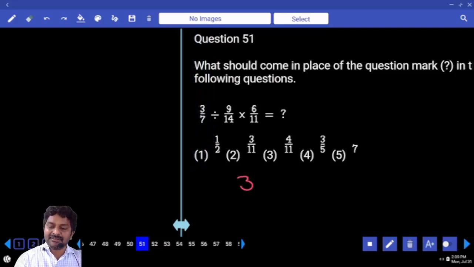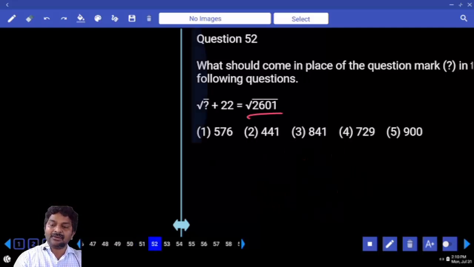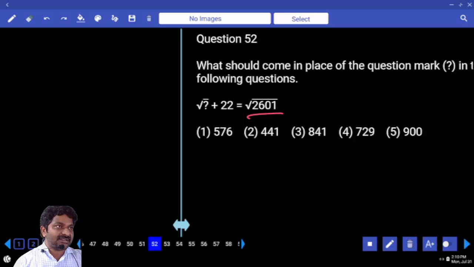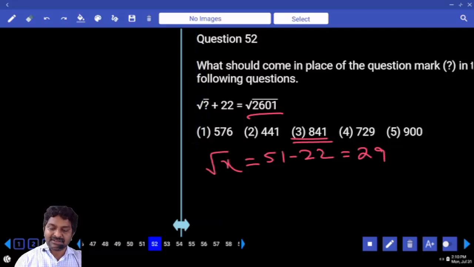Right. Rewrite it. 3 by 7 divided by 9 by 14 can be written as into 14 by 9 into 6 by 11. Okay. 7 2 times. 3 3 times. 3 2 times. 4 by 11. Under root of 2601. 50 square is 2500 and that is 50. 22 goes to the right hand side. It becomes minus 22, which is 29. Root x is 29. Then x is 29 square.